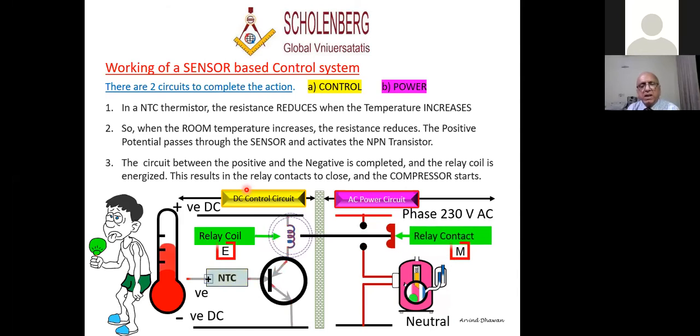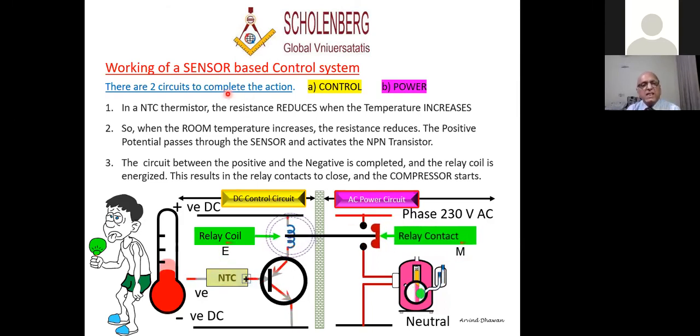An IC is multiple transistors. In simple language, when the temperature increases, the resistance of the NTC decreases, it permits the voltage to pass through it, and it goes through the electronic device, IC or the transistor, as the case may be, and it energizes the coil. And once the coil gets energized, it becomes a magnet and it closes a mechanical contact, right?